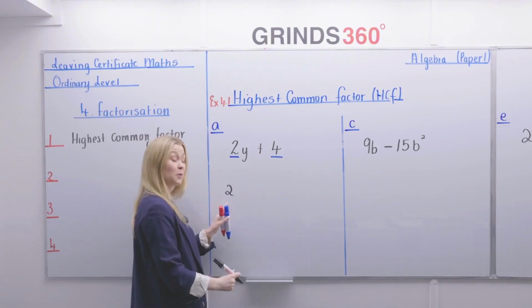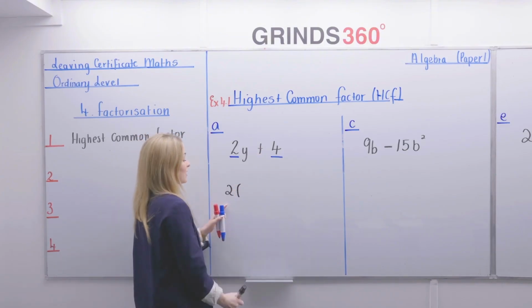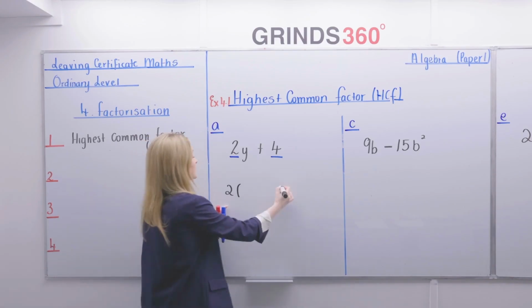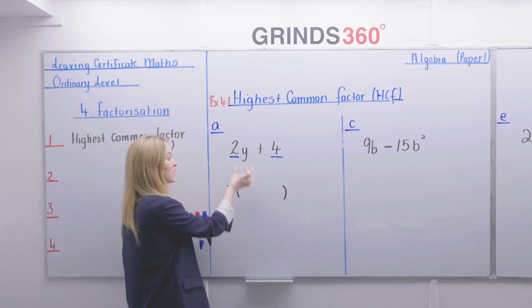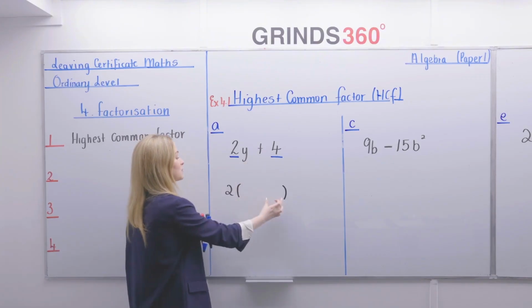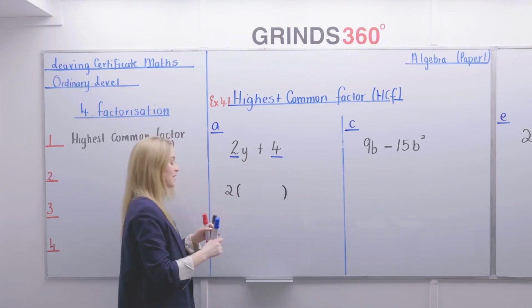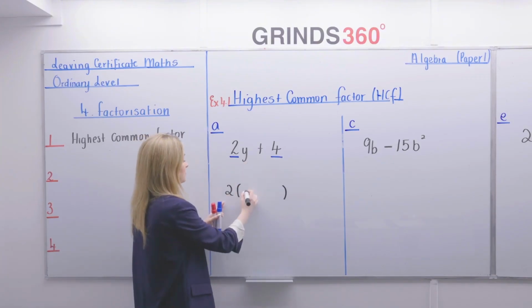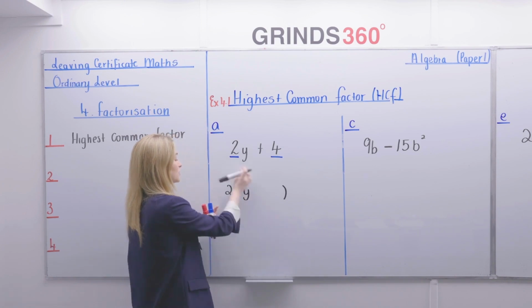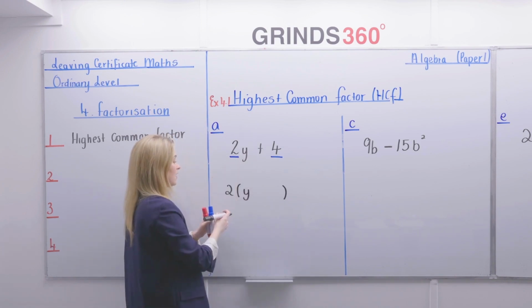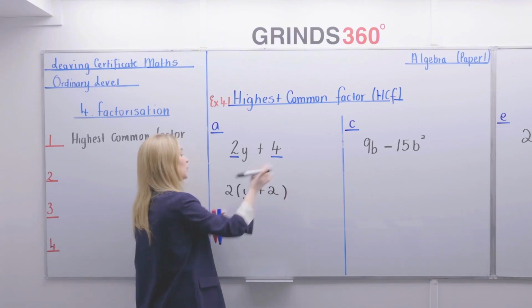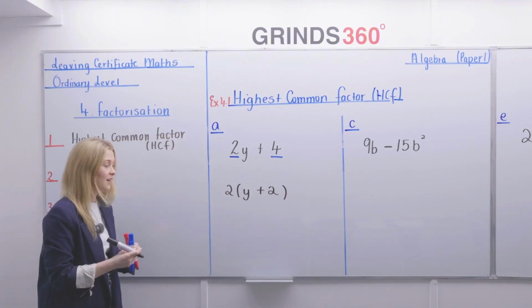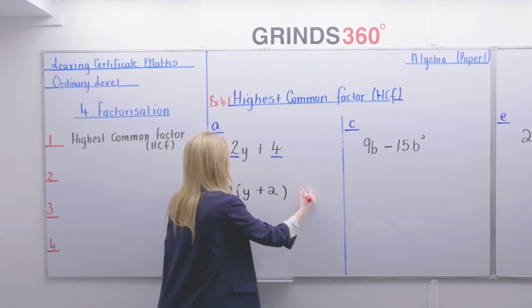Now to factorize, what we want to do beside this 2, my highest common factor, is open our bracket. So something like this. And what we want to say to ourselves is 2 times what will give me 2y, and then 2 times what will give me plus 4. So let's take a look. 2 multiplied by y will give me 2y, and 2 multiplied by 2 will give me 4. Now, obviously, that is my answer there.